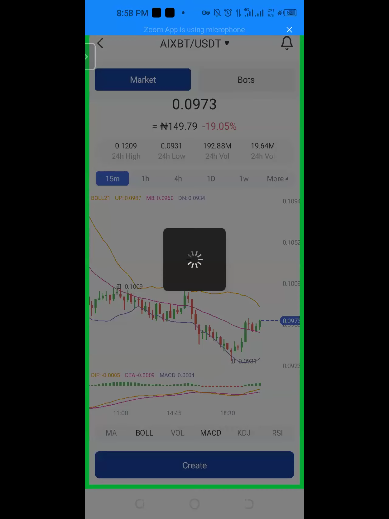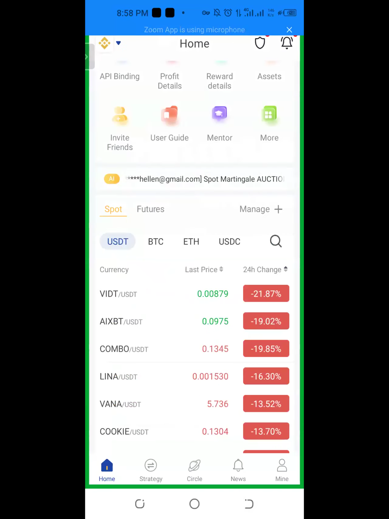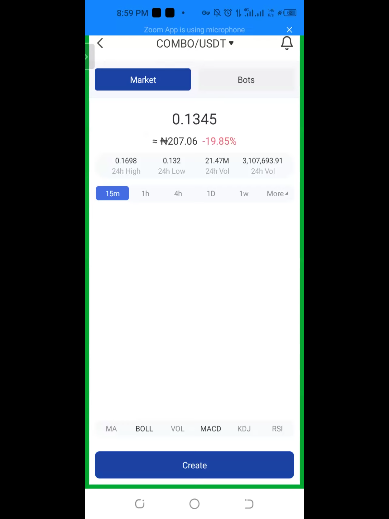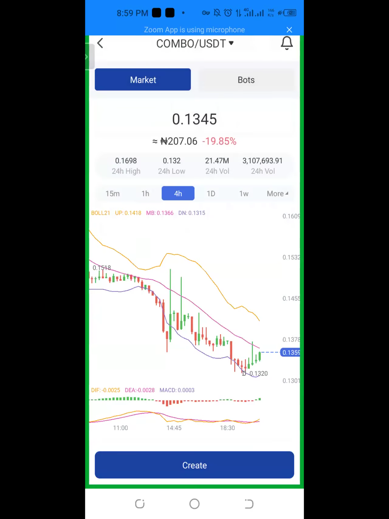So the golden cross has already happened here below the green histogram. So this one cannot work. So let's do another one that has not done the golden cross. Let me check the 4-hour charts.